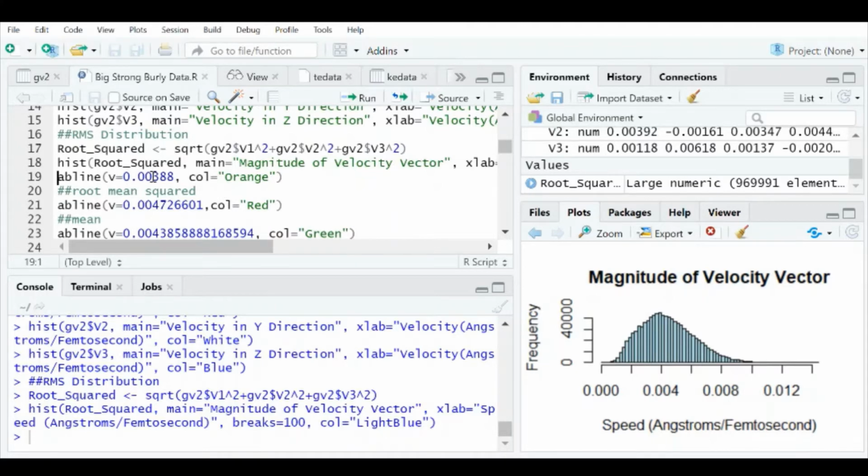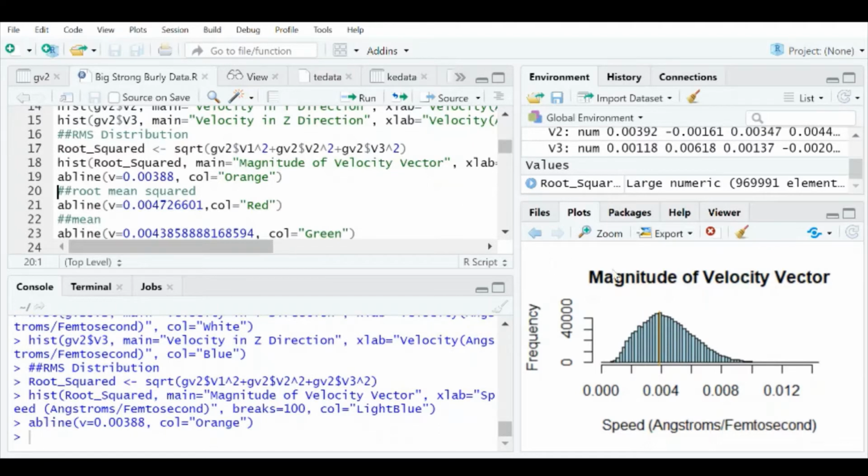Here I display 3 different center points that you can refer to this distribution with. Here's the region of highest probability, which is essentially the median of the data. Over here at 0.00388 angstroms per femtosecond.